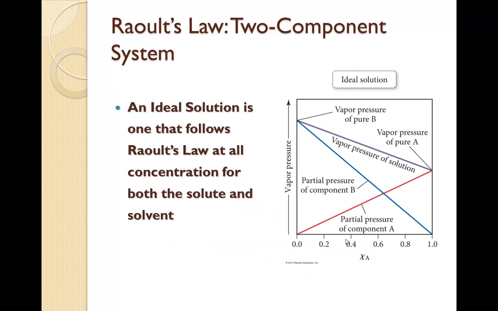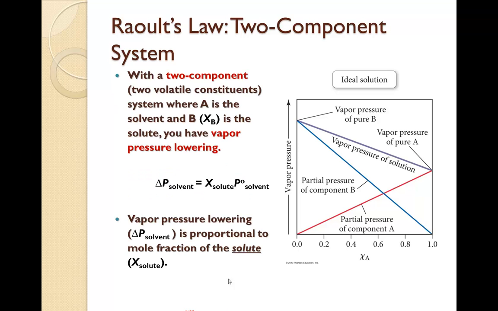An ideal solution is one that follows Raoult's law at all concentrations for both the solute and the solvent. So if we look at this chart here, we have chi of A, meaning that's the mole fraction of A, and if it's at the very beginning, that means there's no solute in there. However, as the solute increases to maybe up to 100%, the vapor pressure increases. So the more A you have, the vapor pressure of A increases.